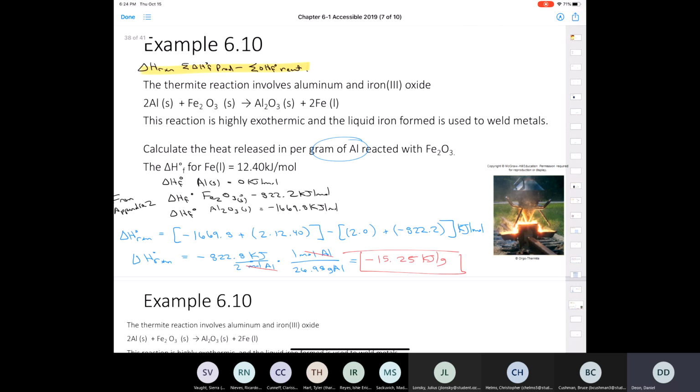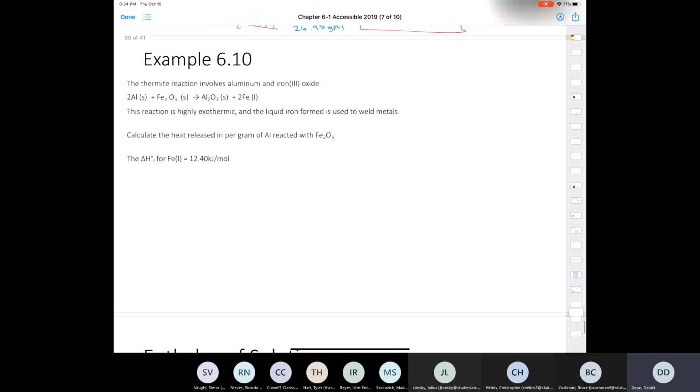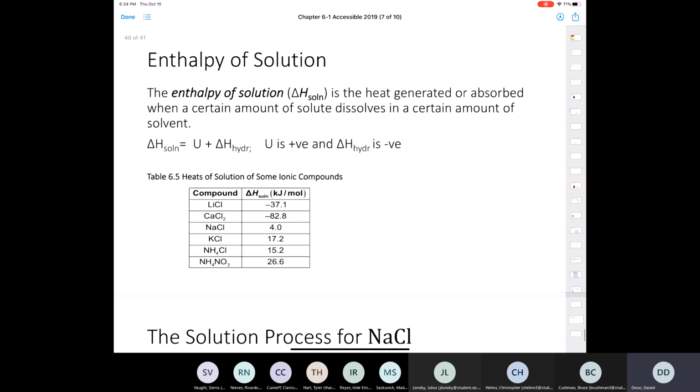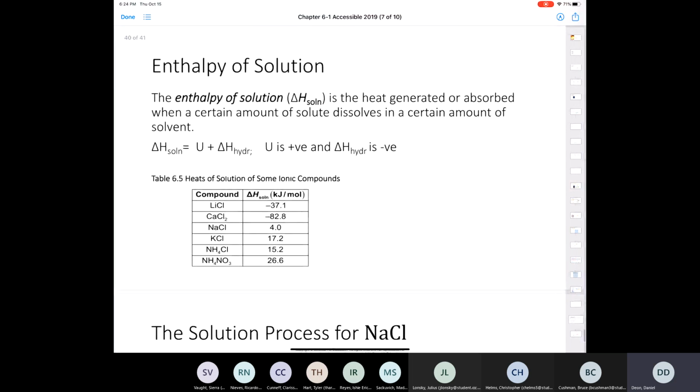Anyhow, the last section of chapter 6 deals with enthalpy of solution. If you've ever made a hot pack before, if you've ever crushed up one of those hot packs where you make an aqueous solution and it generates heat, or maybe you've made a cold pack before where you make a solution and it is an endothermic reaction.